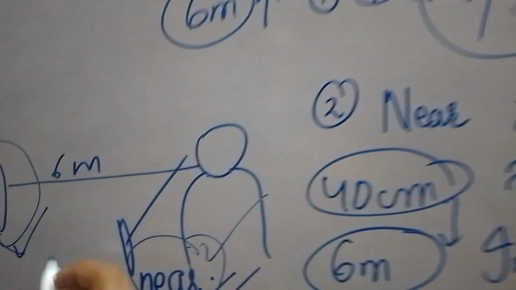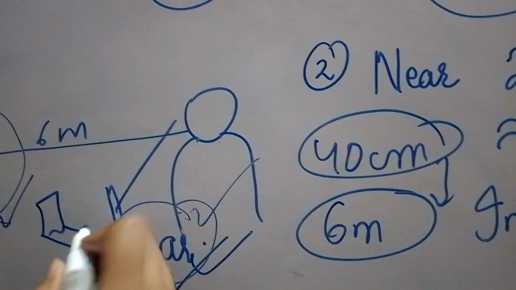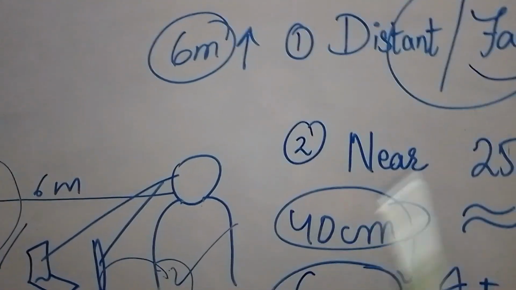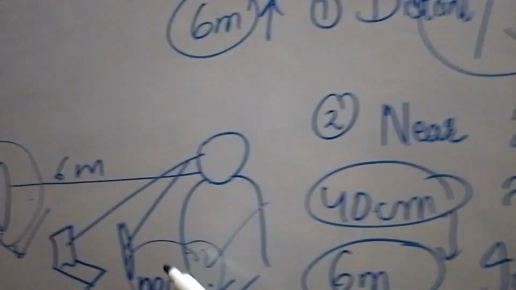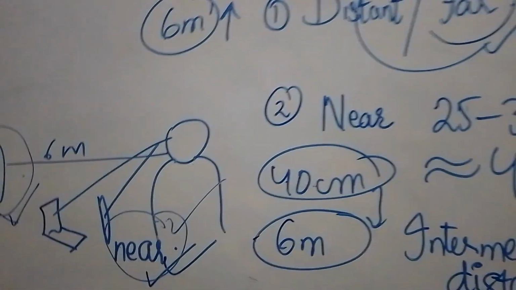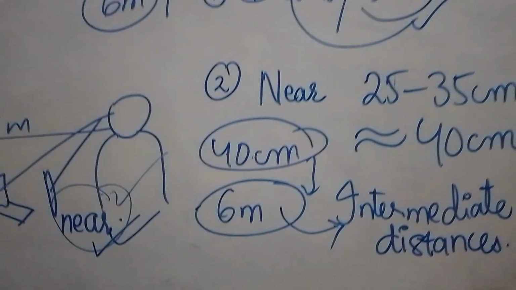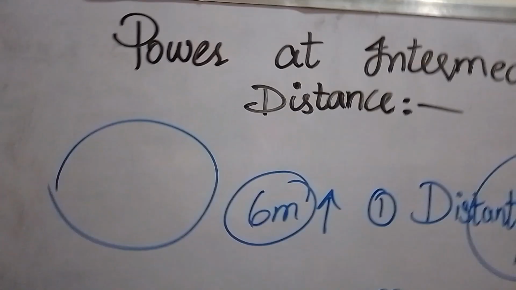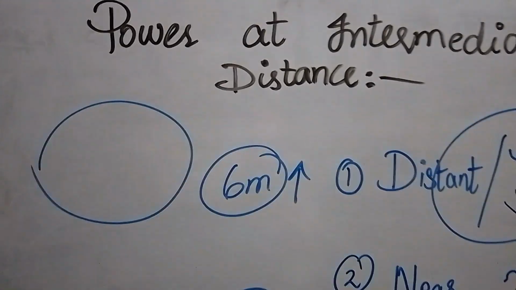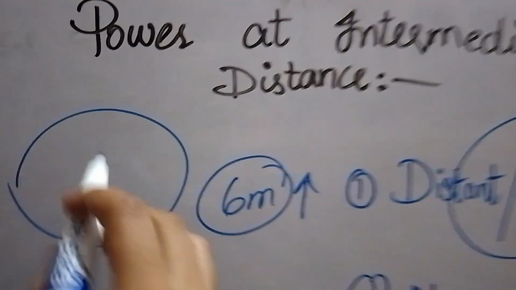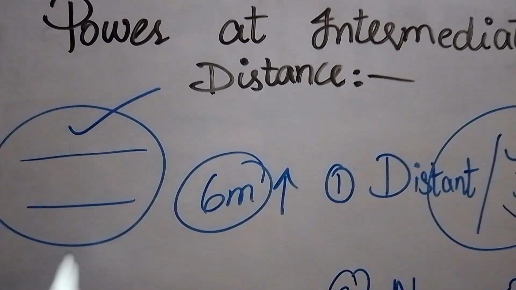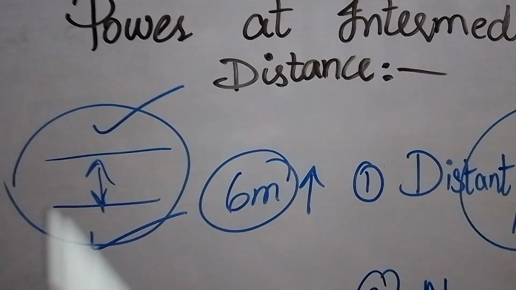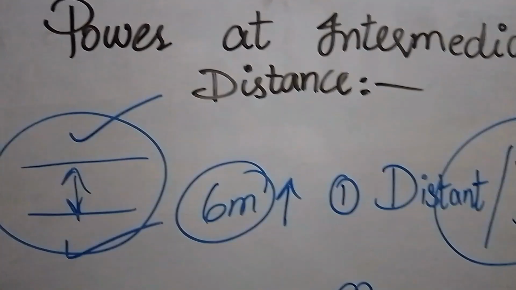But while that person is using a laptop, the distance is neither 35 or 40 centimeters, nor 6 meters. It is between 40 centimeters and 6 meters. So that distance is considered the intermediate distance. We mostly give three powers in the glasses. If a patient has both problems, at distance and at near, then we give the intermediate power as well for the patient to use in the glasses.